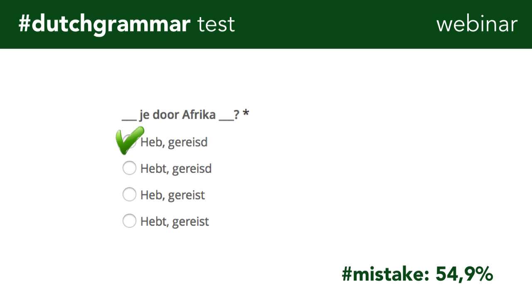Number 3. Answer 1. Most people do this wrong because they look to the stem. Ik reis. And then they see the S and add a T because the S is in het kofschip. But that's incorrect. You should look to the last letter that we have after we take away an from the infinitive. And that is a Z, and therefore you add a D.